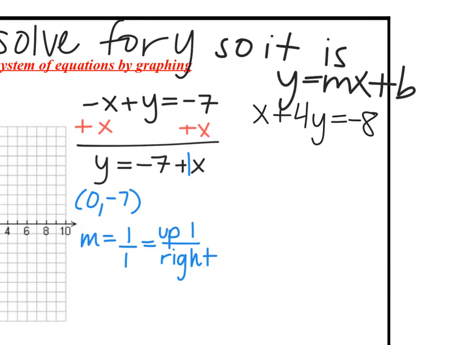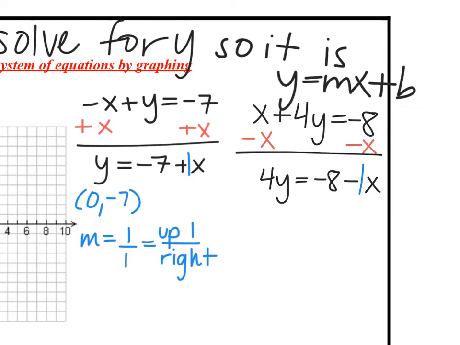Cole, how do I move the x term? When you do that, you get 4y equals negative 8 minus x. There is not a number in front of x right now, but there is. What is it? 1. Thank you. To get rid of the 4, Jaden, what do I do?